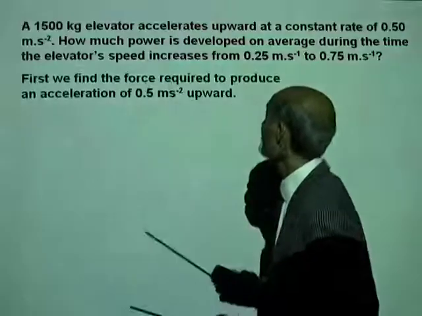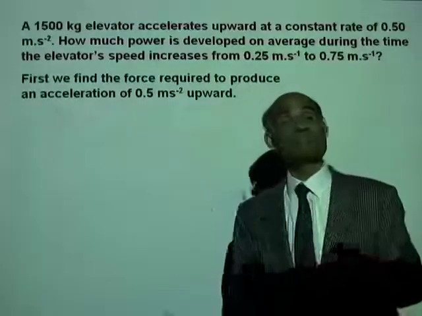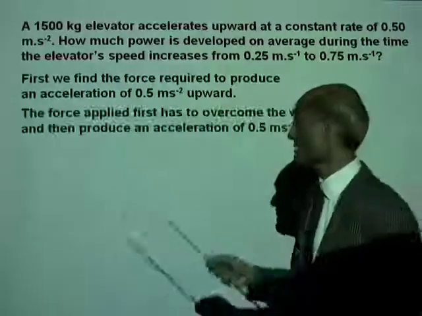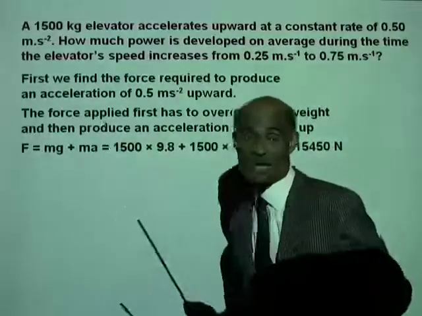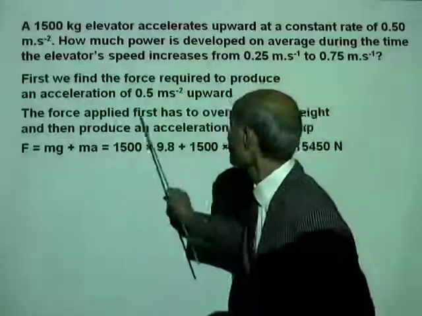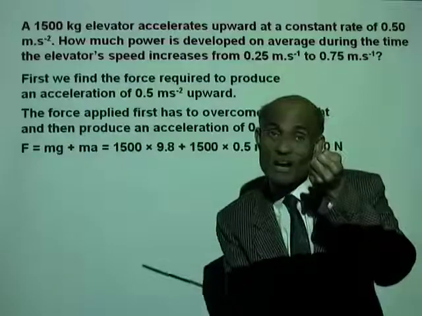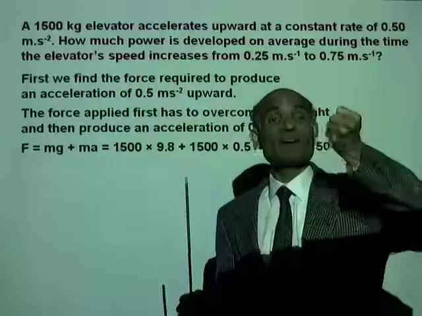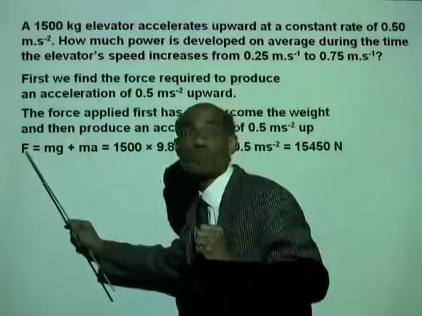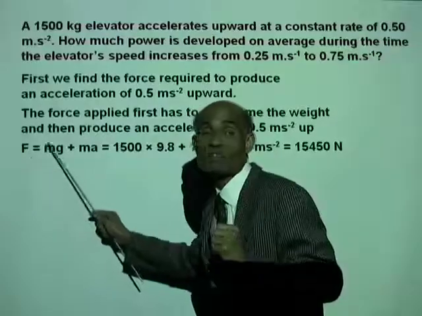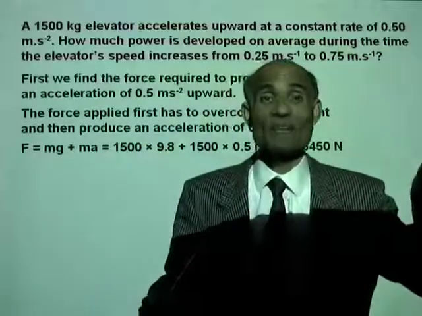First, we find the force required to produce this acceleration of 0.5 meter per second squared upward. Well, that's not difficult. F equal to, now you must understand that the force applied first has to overcome the weight of the elevator, which is downward, and then it has to produce the acceleration upward. Is that right? So the total force required to do that is F equal to mg plus ma. We have actually done that in a former lesson.